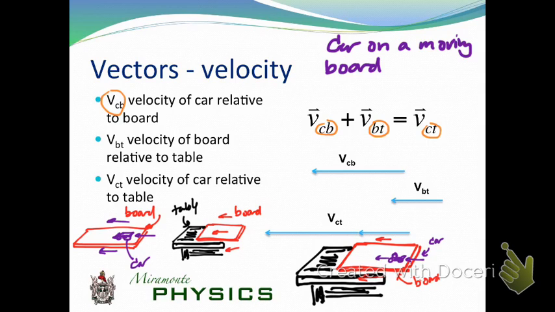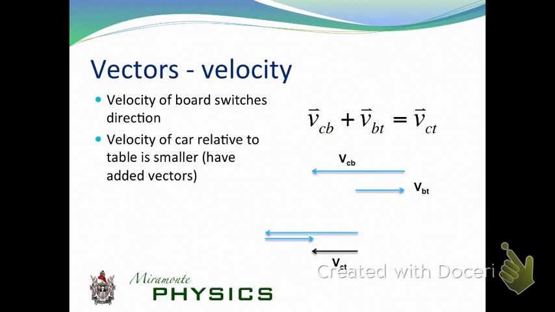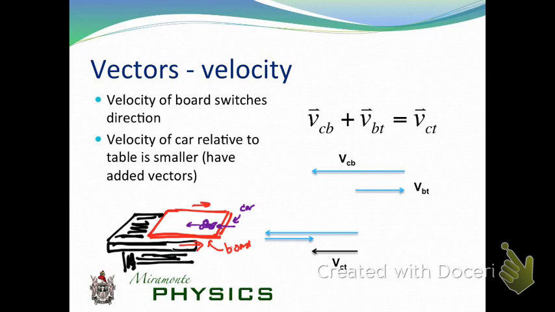So here's your car on the board, and the board is moving with respect to the table. So your total velocity of your car with respect to the table is really big because you have to combine the velocities of the board and the car to get the relative velocity of the car versus the table. By that same token, we could have the board switch direction. So in this case, the car is moving to the left, but the board is moving to the right with respect to the table. So now the net velocity of the car with respect to the table becomes much smaller.